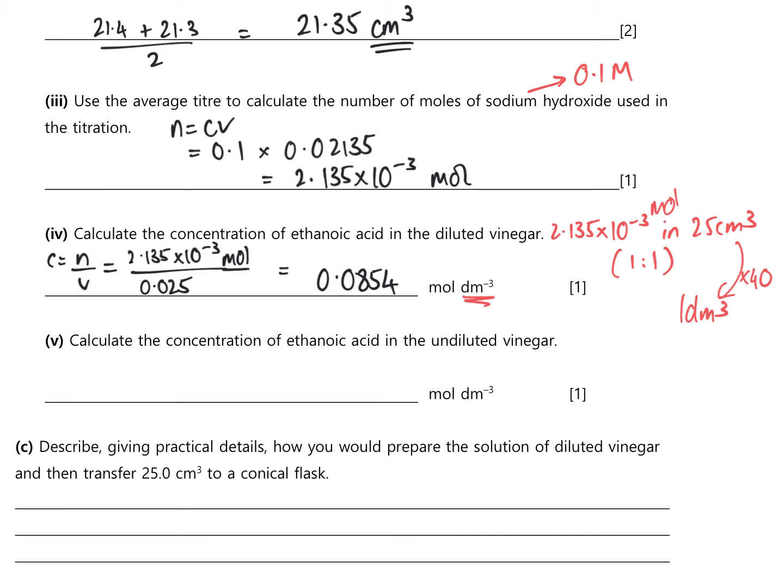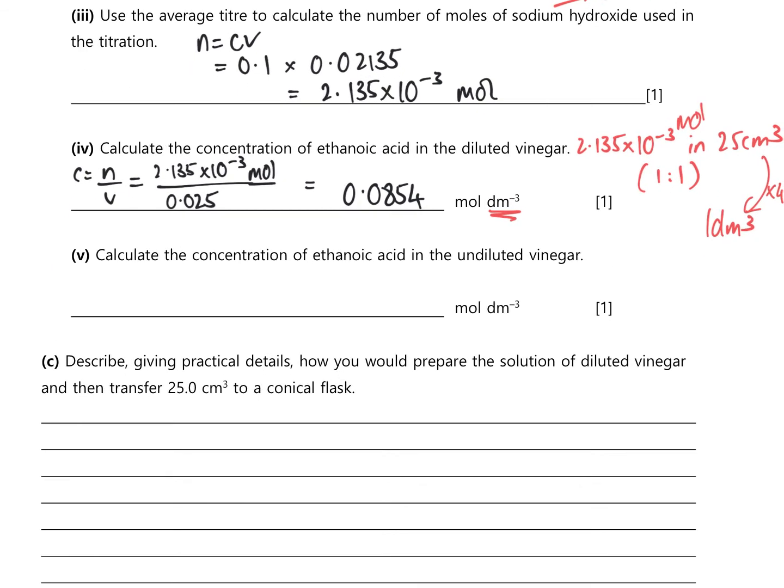And then finally, calculate the concentration of the undiluted ethanoic acid in the undiluted vinegar. We're thinking back to the start of the question where we worked out our dilution factor was times by 10. So what we need to do is take our concentration of our diluted vinegar that we worked out in the previous part of the question and times that by 10. That would get us 0.854 moles per decimetre cubed.